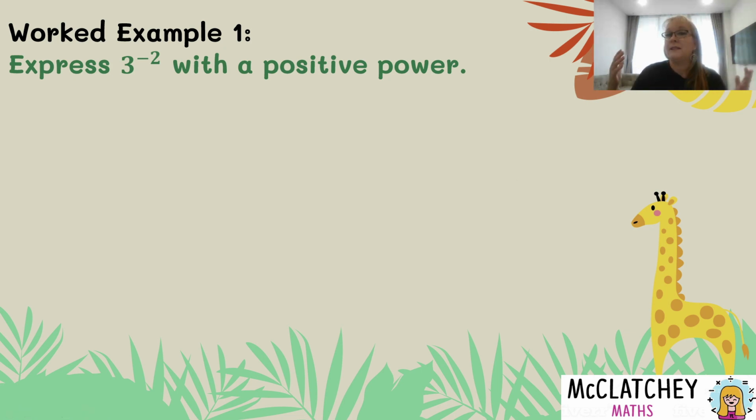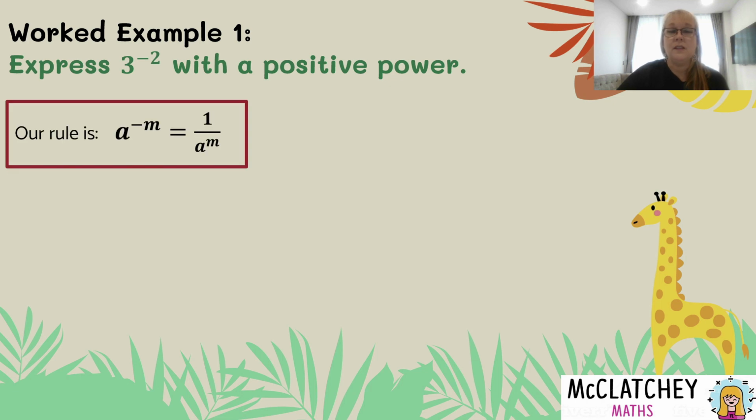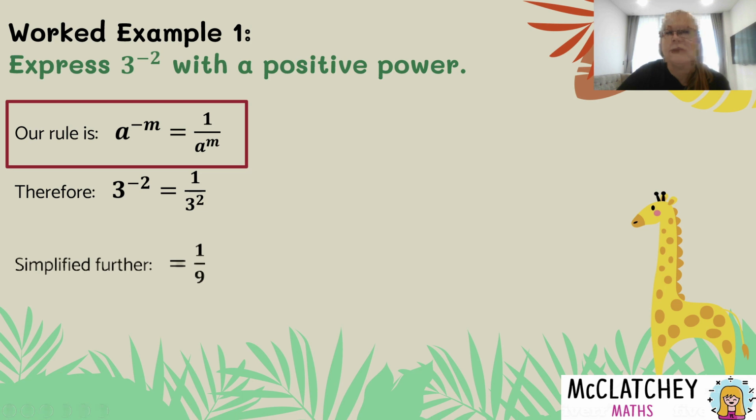So we're asked to express 3 to the power of minus 2 with a positive power. So here's my rule. This is what you need to memorize. And I'm going to match the question underneath. So I've now got, instead of an A, I've got a 3. Instead of an M, I've got a 2. So I'm going to express that as 1 over 3 squared. And I could actually evaluate that as well. The question doesn't tell me to evaluate the answer, but it's always good practice to simplify things further. 3 squared is a 9, not 6. Don't make that little mistake there. 3 times 3, not 3 times 2.